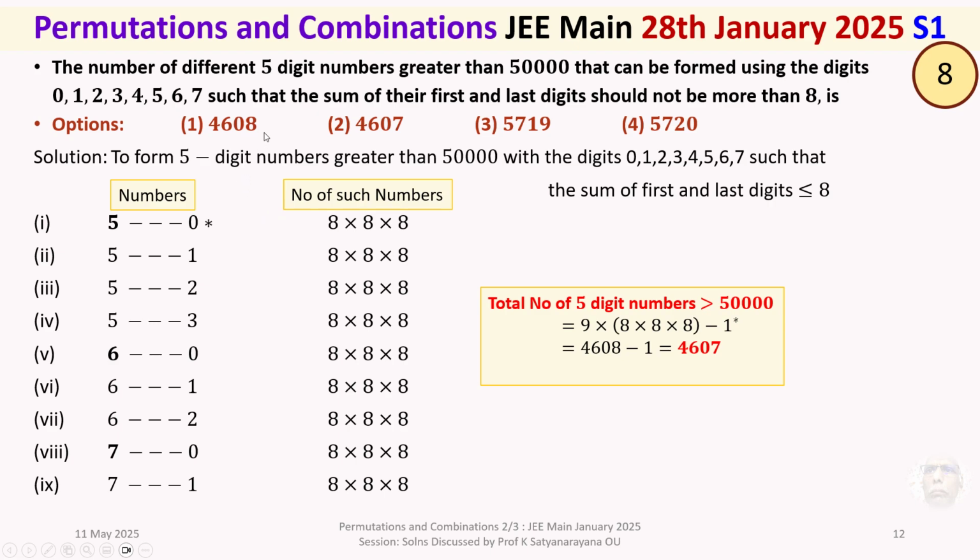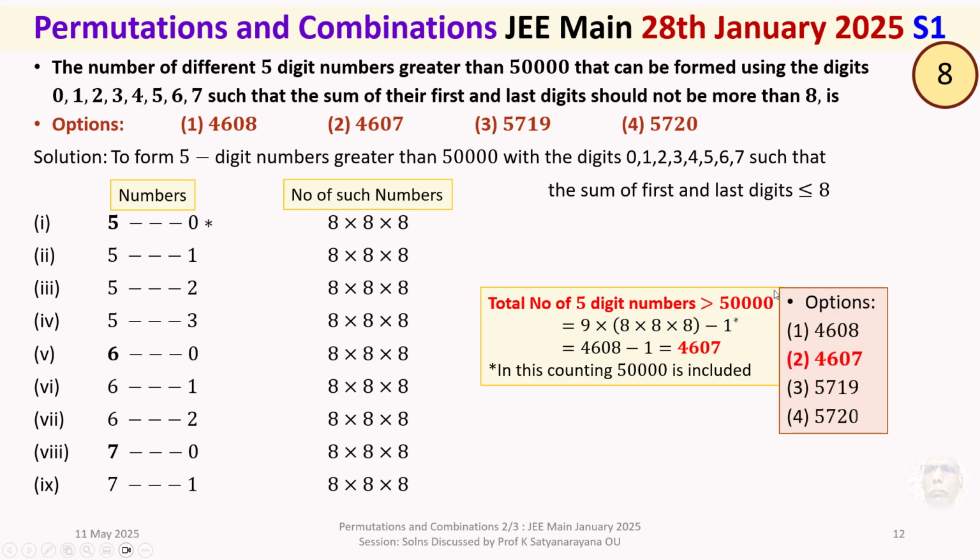Unfortunately, 4,608 is also given as an option. Anyway, why have I subtracted? In this counting, 50,000 is included, but we have to count only those numbers which are greater than 50,000. Therefore, I have to subtract. And the options are, 4,607 is option 2. The answer to this question is option 2. That is the detailed discussion of the solution of this problem.